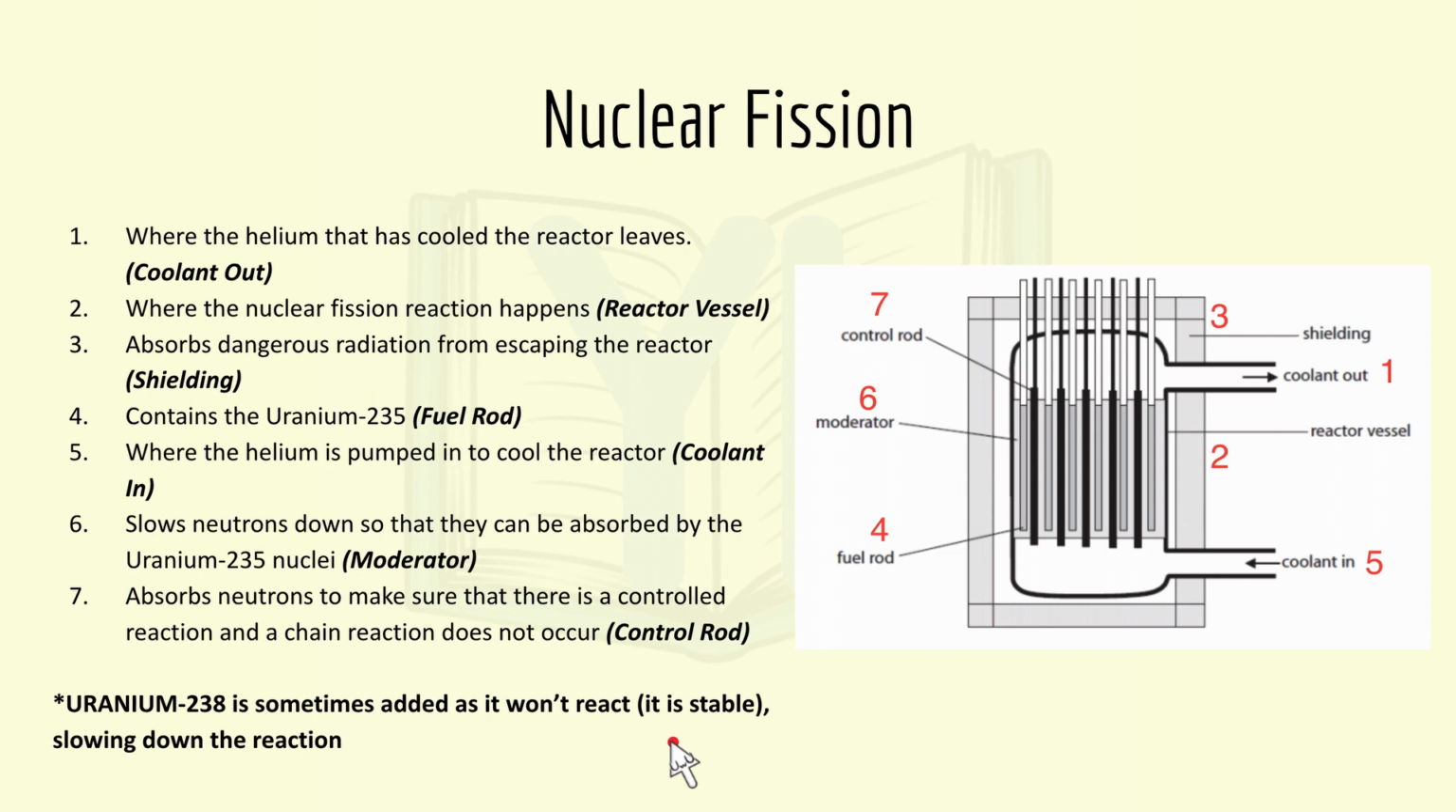And one thing to note is that uranium-238 is sometimes added as it won't react because uranium-238 is stable. So uranium-238 is added to slow down the reaction sometimes. So here, different numbers are correlated to different points.